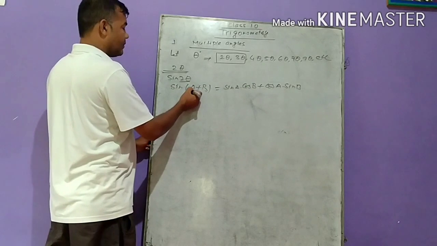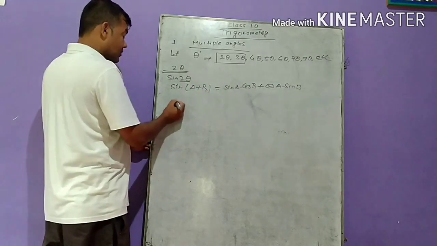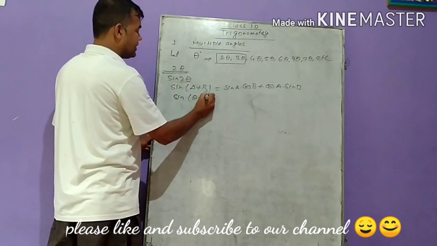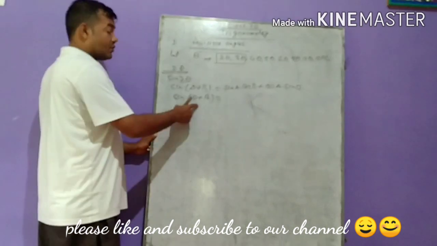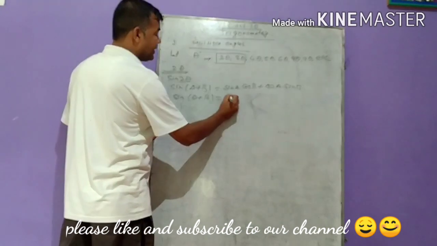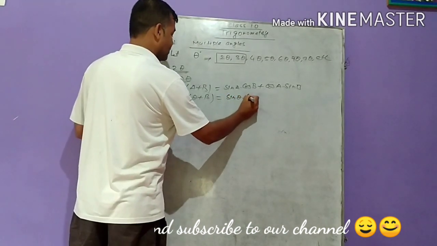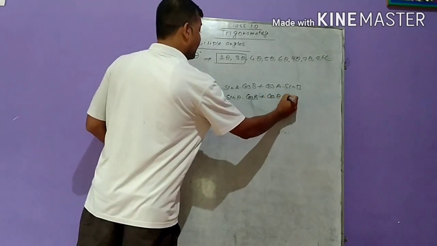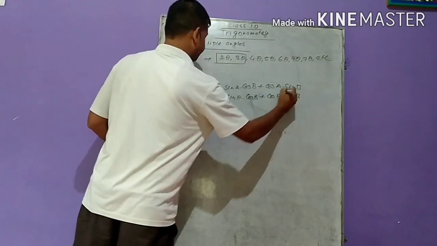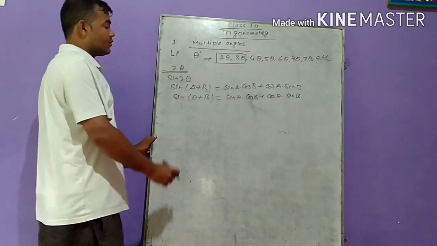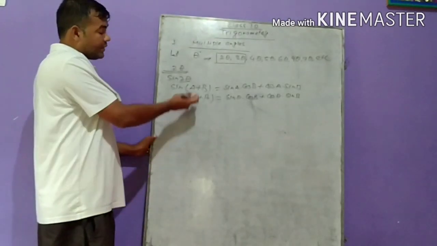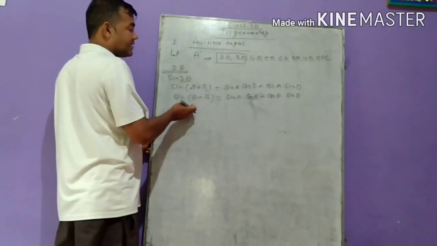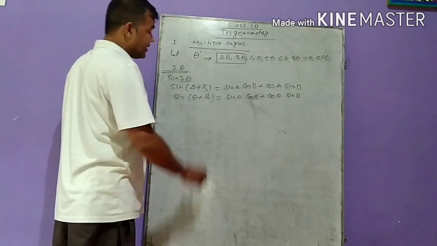Suppose we have studied A plus B. In the same way we can also write sine theta plus beta, no problem. So if we are going to write theta plus beta, what do we write here? Sine theta into cos beta plus cos theta into sine beta. But here we are willing to find out 2 theta. So we have placed A equal to theta and B equal to beta in LHS as well as in RHS, because it is an identity.